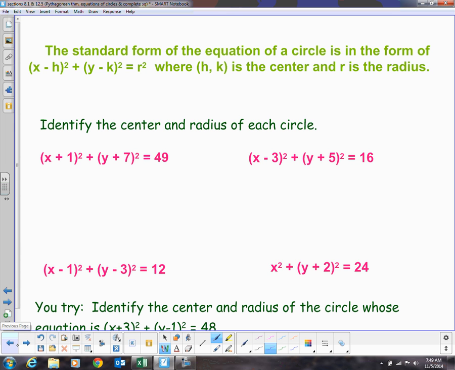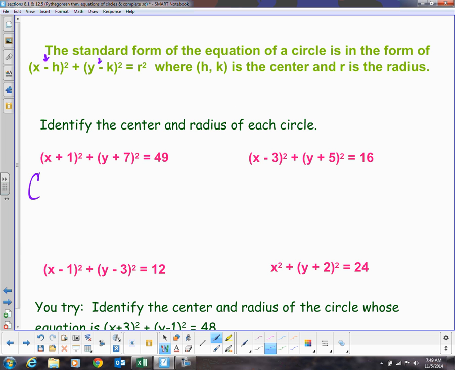So this is where it's fun. I think you're going to like this. I want you to make sure you understand what is between h and what's in between here. The what? Subtraction, correct? So you have to identify the center and radius of each circle.